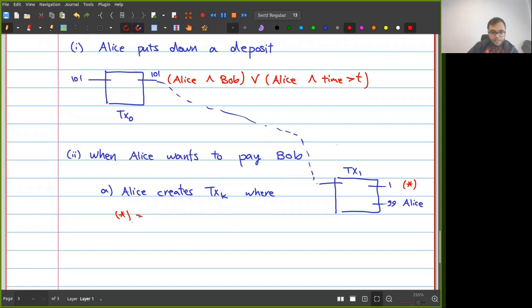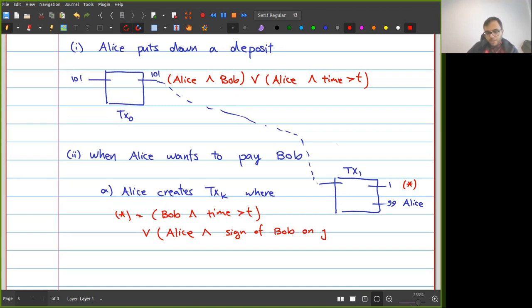Okay, so this star, the condition for accessing this piece of money, this 1 unit here, is that either you have a signature from Bob, so Bob is trying to spend it, and the time is more than T, so we're after time T and Bob is trying to spend it, or Alice is trying to get it by proving that Bob has cheated, and Alice can provide a signature of Bob on some number J that has to be larger than 1. Right? Because this was transaction number 1.